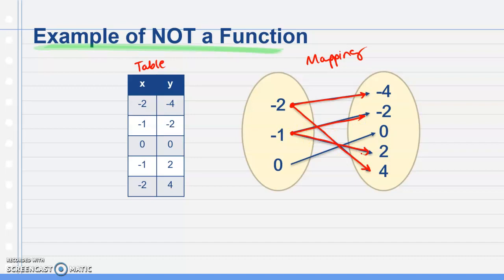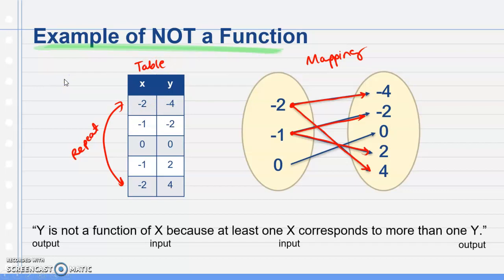In order for something to not be a function, it just has to happen one time that you have that split. If we're looking at the table, something to notice is you see how you have these repeating x values. That is going to be a big clue that this is not a function because -2 is going to two different y values. So we can say this in a sentence similar to what we did before, or we can say y is not a function of x. Y is not an output of x because at least one x value corresponds to more than one y. They have to be exactly one in order to be a function.